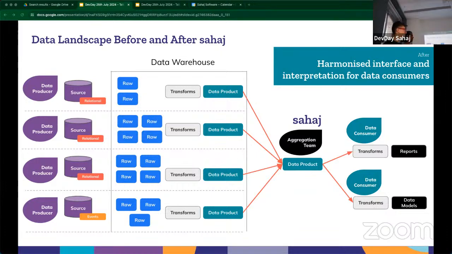for them to tap into, and that there's a team sitting in the middle, made up of ourselves at Sahaj, and we facilitate those conversations between data producers and consumers.